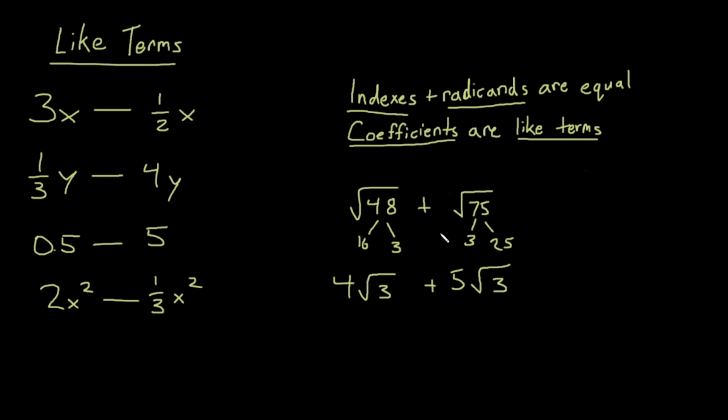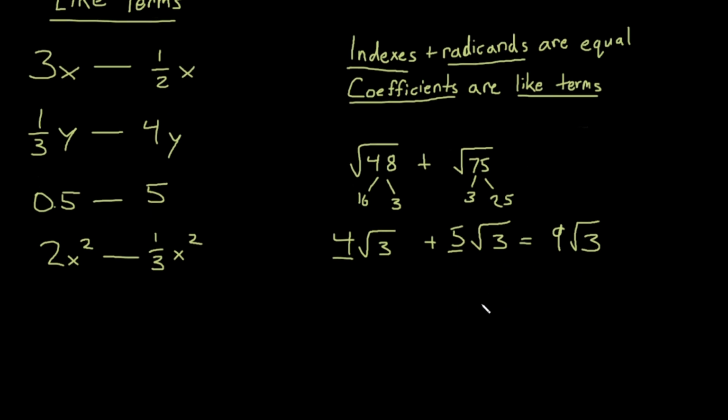Now, both their indexes are equal, since both have the root of 2, their radicands are both equal, and their coefficients are both like terms. So, in order to add them, we simply just add the coefficients. So 4 plus 5 is 9, so our answer is 9 root 3.